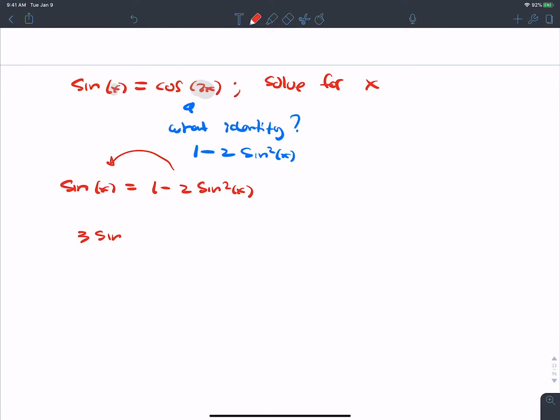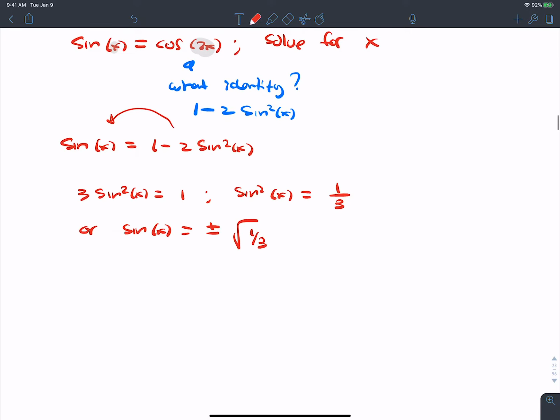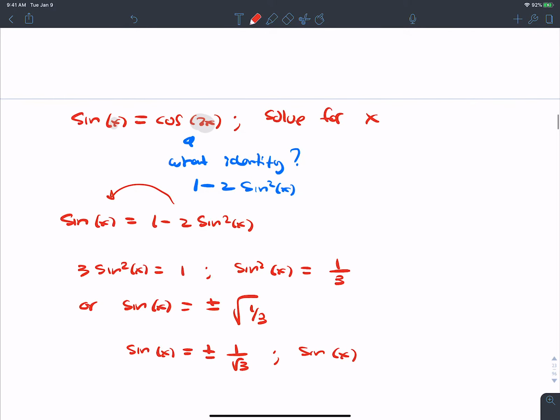We get 3 sine squared x is what? Is that 1? Is that true? Double check. Is that okay? So that means sine squared x will be 1/3, or by the square root formula, sine x is plus or minus square root of 1 over 3. Is that right? So this will mean sine x is plus or minus 1 over the square root of 3, or it means what? Yeah. How did you get 3 sine squared x?